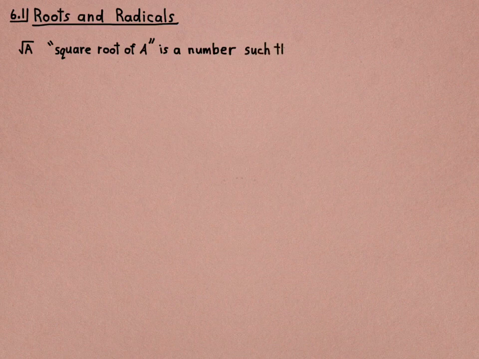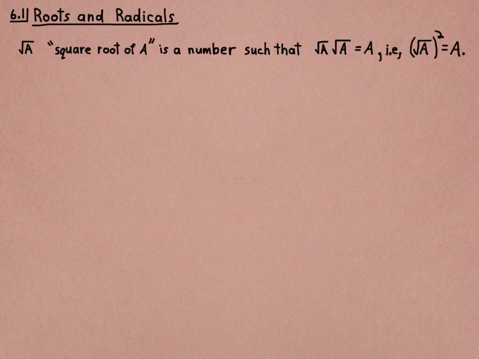So chapter 6 is about roots and radicals, and that's also the title of section 6.1. Just as a brief intro here, this symbol, like a check mark with a line over it and an A there, is read square root of A. It is a number such that if you take it and multiply it by itself, you get A. That is to say, if you take the square root of A, whatever that means, and you square it, you get A.